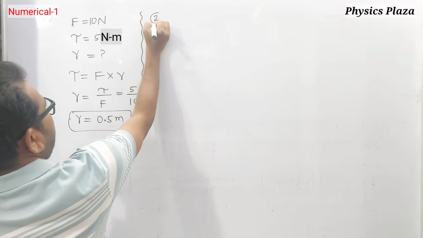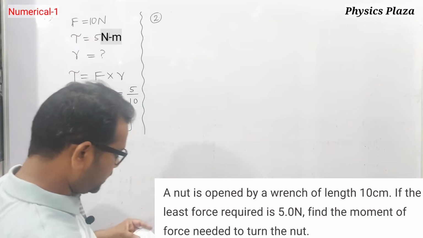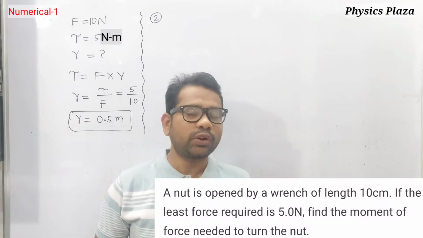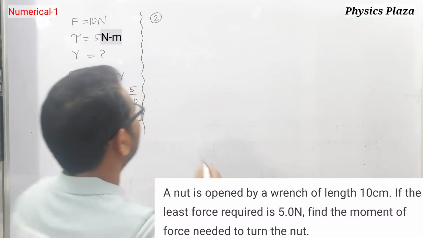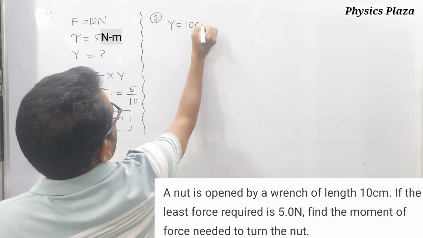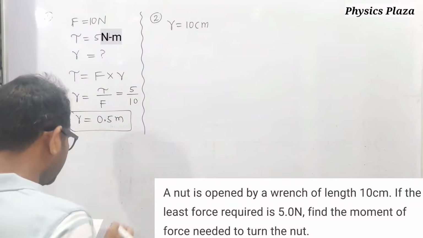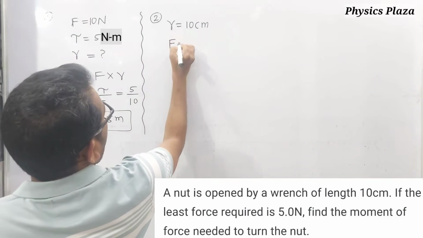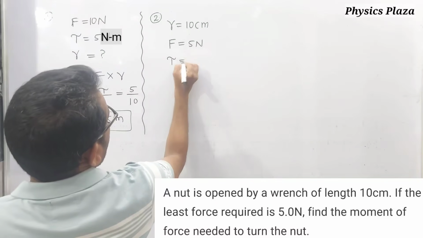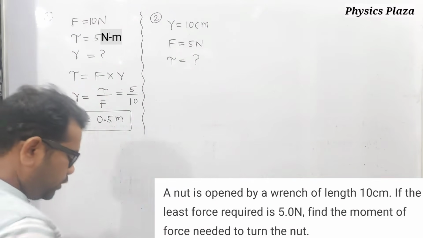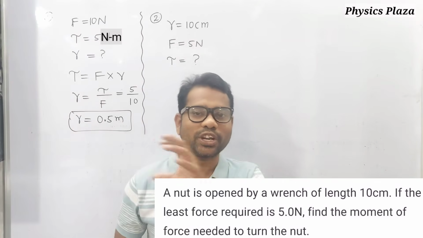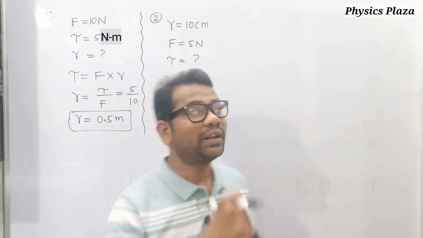Now children, let us see the second numerical. As per this question, it is given a range of length 10 centimeters. Here length means what, children? We should take it as the perpendicular distance only. So R is equal to 10 centimeters is given, and also it is given, children, the force required is 5 newtons. And they are asking us to calculate the moment of force. Children, come on, use the same formula. Pause the video. Just try it. Got it? Come on, let us see here.